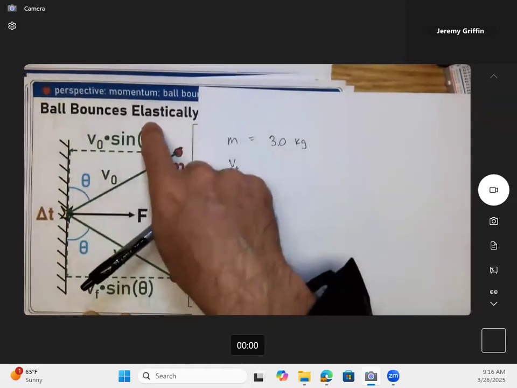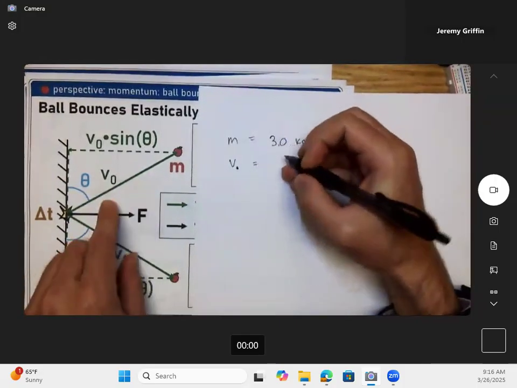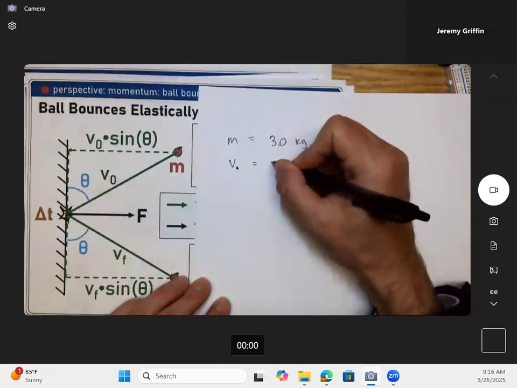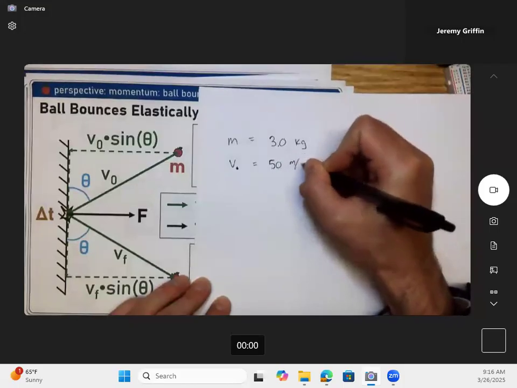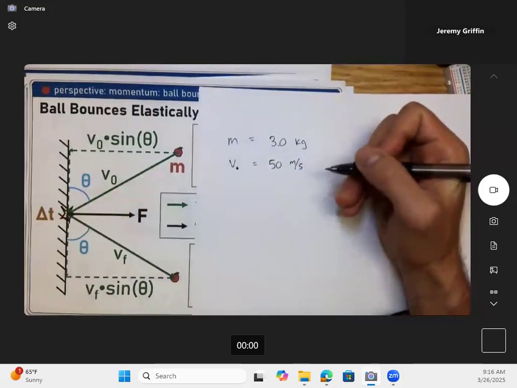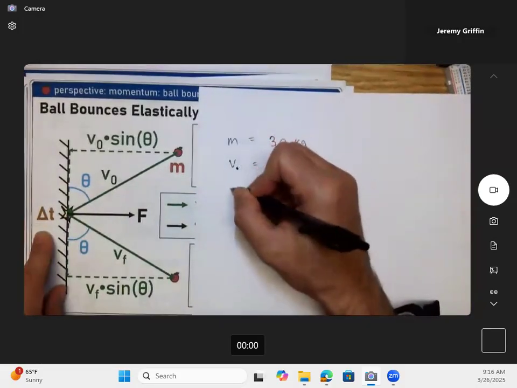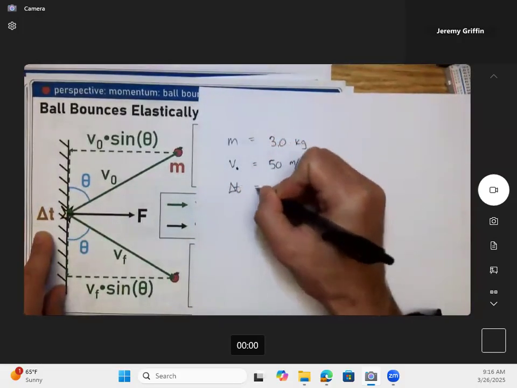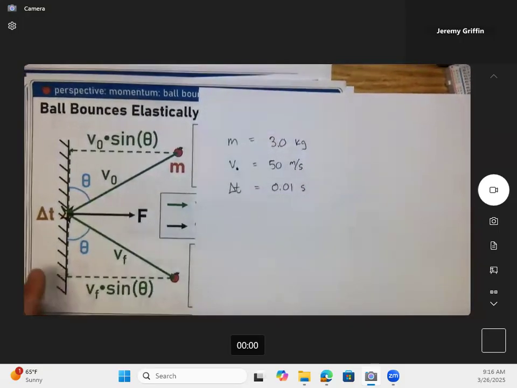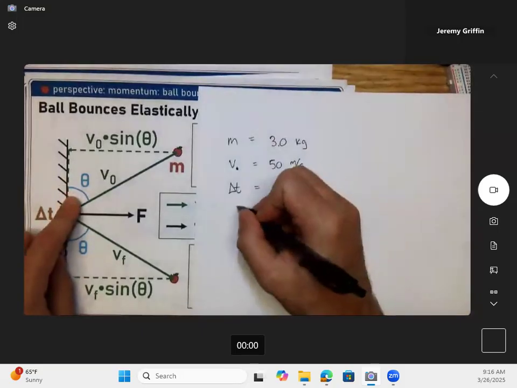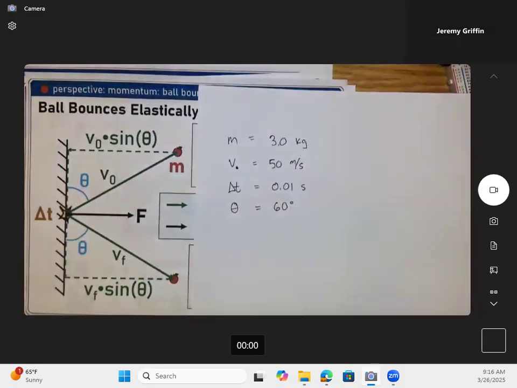The ball's going to bounce elastically off a frictionless wall. I'll just call the speed V. Let's go with 50 meters per second. That's really, really fast. But let's say the time of contact with the wall is 0.01 seconds, a 100th of a second. And let's take this angle right here, theta, and make that 60 degrees, which is pretty close to the picture.